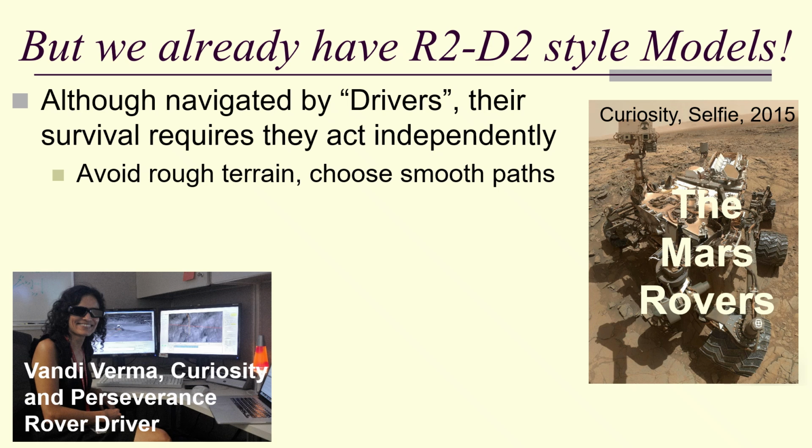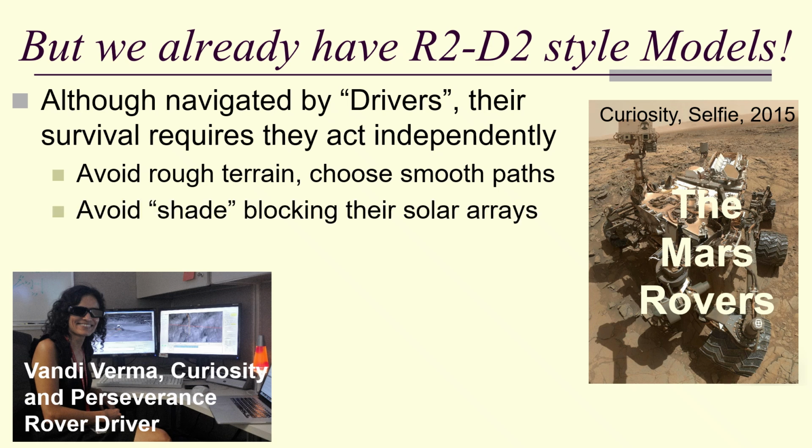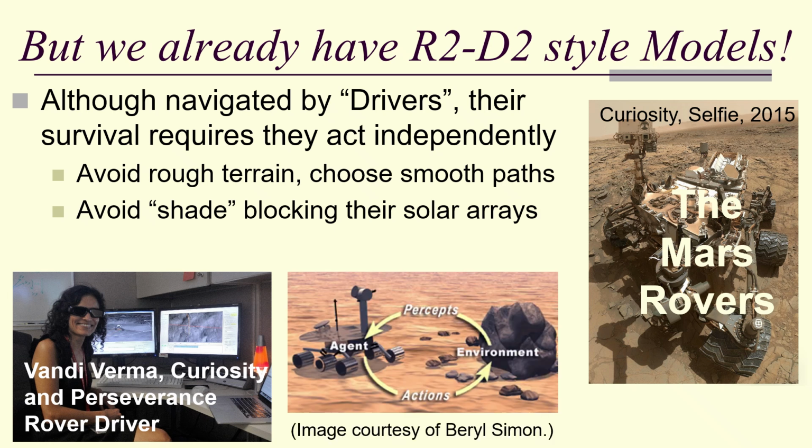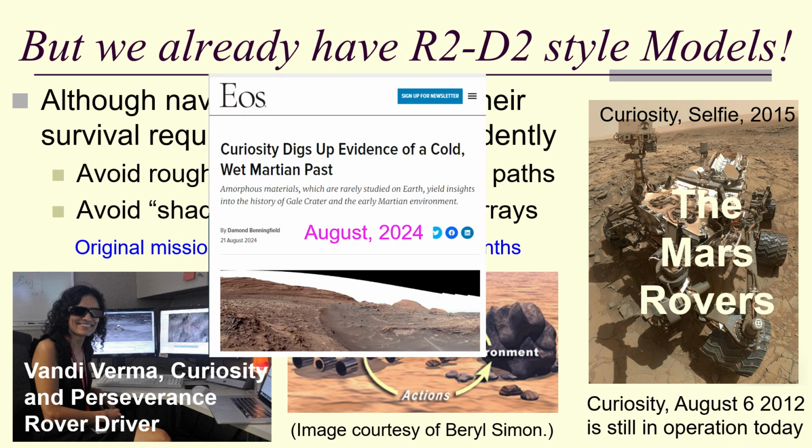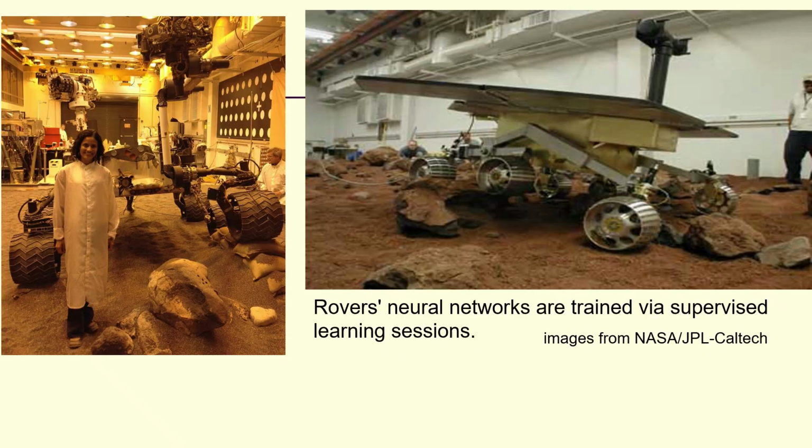They have to avoid rough terrain and choose smooth paths. They have to avoid shade that blocks their solar rays. And they have to do this on their own. The original missions were expected to last days or months. Curiosity was launched in 2012, and more than 12 years later, it's still up there running around on Mars.